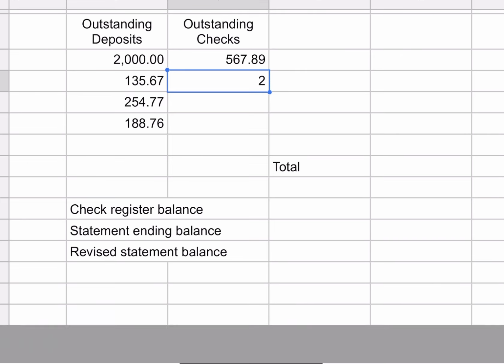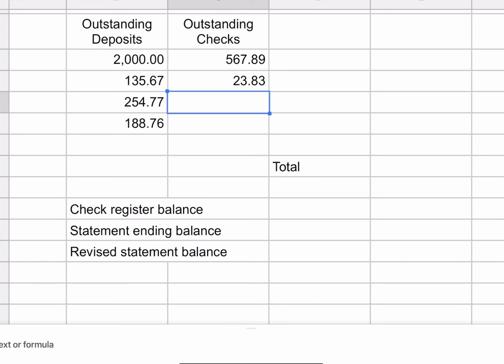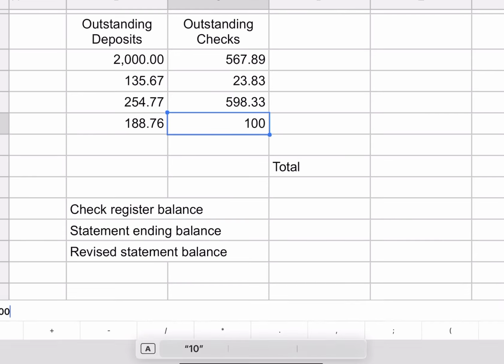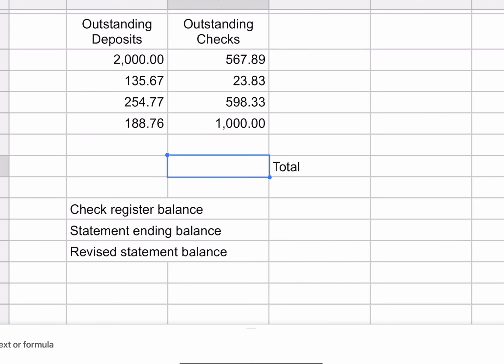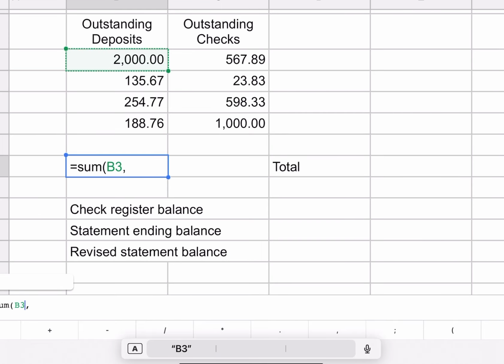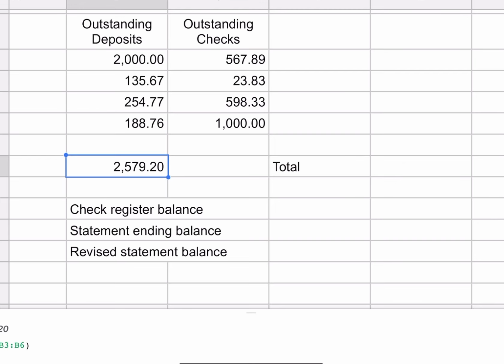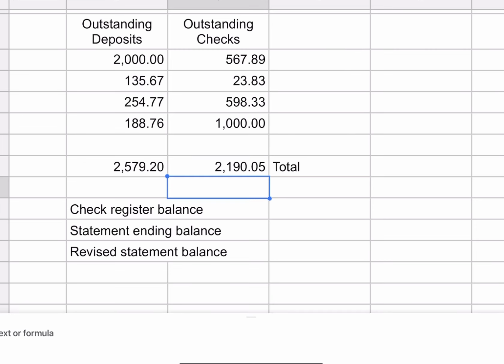Okay, and then our outstanding checks that were written were $567.89, $23.83, $598.33, and then $1,000. Okay, so what we're going to do is total all of these up, and so we're going to take the sum of the cells here and get a total. And so we have outstanding deposits totaling $2,579.25. We're going to do the same for the checks, $2,190.05.